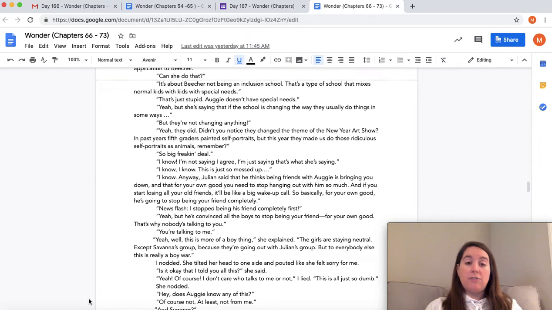Yeah, but she's saying that the school is changing the way they usually do things in some ways. But they're not changing anything. Yeah, they did. Didn't you notice they changed the theme of the New Year art show? In the past, 5th graders painted self-portraits, but this year they made us do those ridiculous self-portraits as animals, remember? So big freaking deal. I know, I'm not saying I agree, I'm just saying that's what she's saying. I know. This is just so messed up.